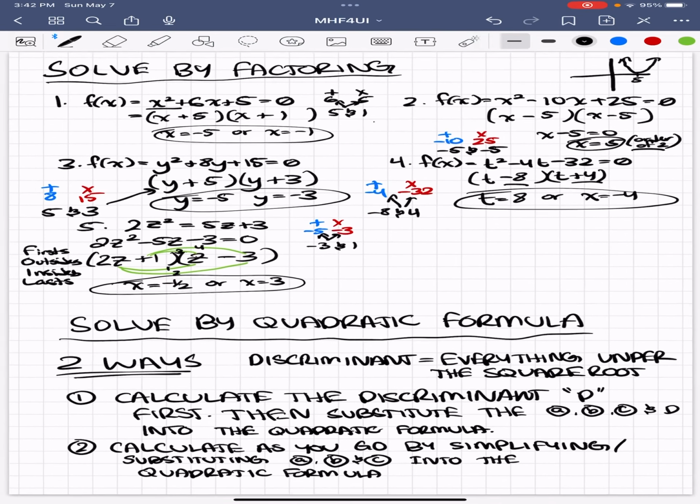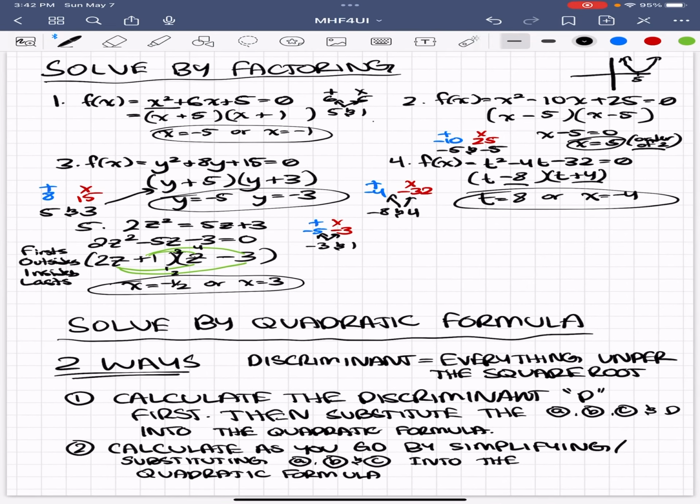Okay, so solving by the quadratic formula, there are two ways you can do this. You can calculate the discriminant D first, and then substitute the a, b, c, and discriminant into the quadratic formula. The discriminant, if you don't know what that means, it's everything under the square root. I'll show you, it's everything under this sign: b squared minus 4ac. That's what you're calculating for the discriminant.